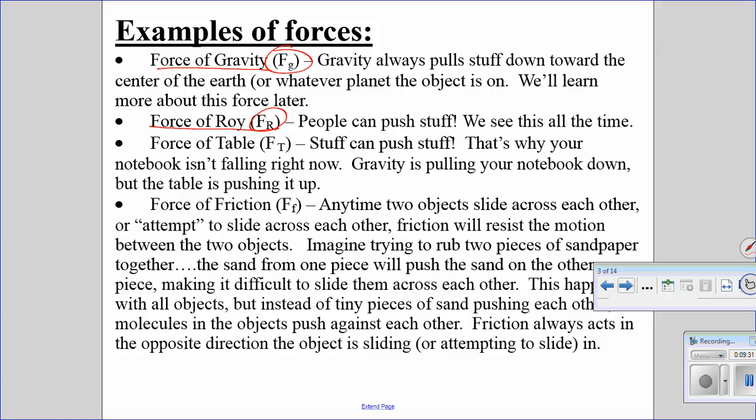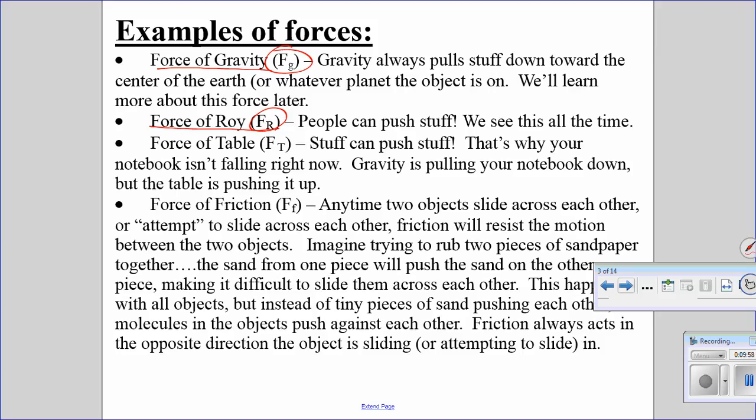Another common force is the force of friction. This is something we're going to spend a few days learning about. For now, here's what you need to know about friction. Anytime two objects are either sliding across each other or trying to slide across each other, like right now, the table's sort of trying to slide across the floor, but I'm not pushing hard enough to overcome the friction between the table and the floor, so it's not moving.